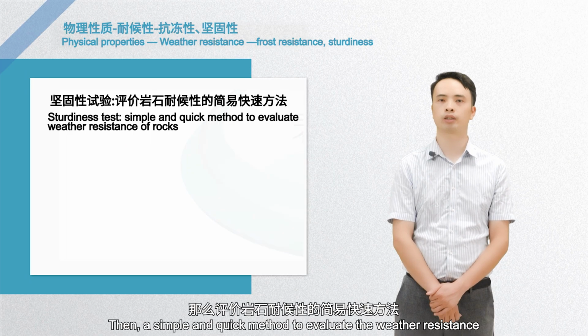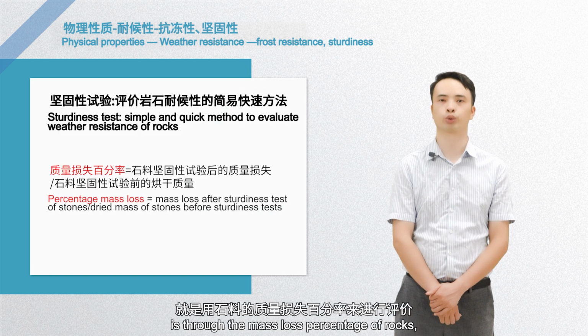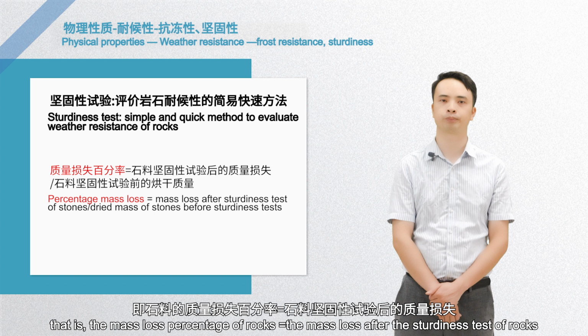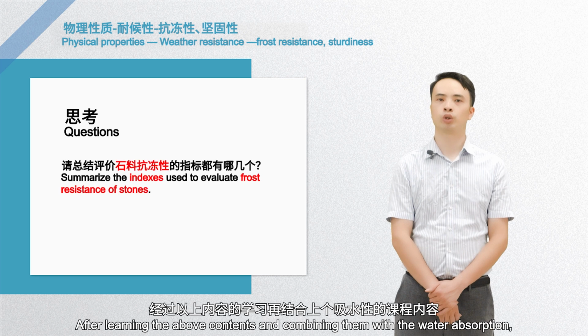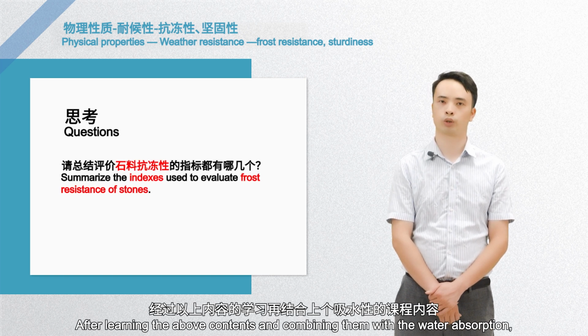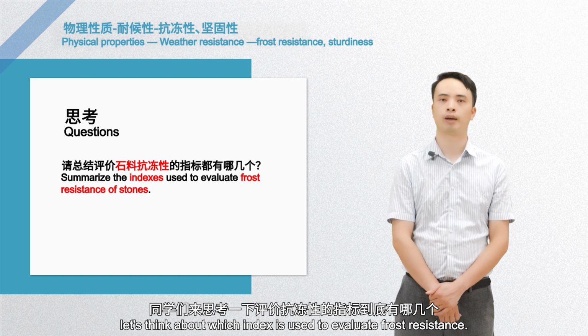Then, a simple and quick method to evaluate the weather resistance is through the mass loss percentage of rocks. That is, the mass loss percentage of rocks equals the mass loss after the sturdiness test of rocks divided by the drying quality of rocks before the sturdiness test. After learning the above contents and combining them with the water absorption, let's think about which index is used to evaluate frost resistance.